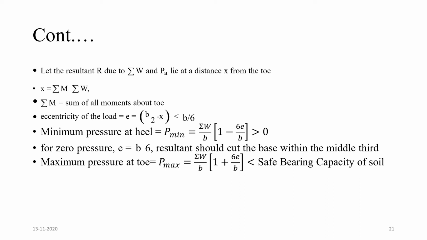Minimum pressure at heel, P minimum equal to sigma W divided by B into (1 minus 6e by B), should be greater than 0. For zero pressure, e equal to B by 6, and the resultant should cut the base within the middle third. Maximum pressure at the toe, P max equal to sigma W divided by B into (1 plus 6e by B), should be less than the safe bearing capacity of soil.